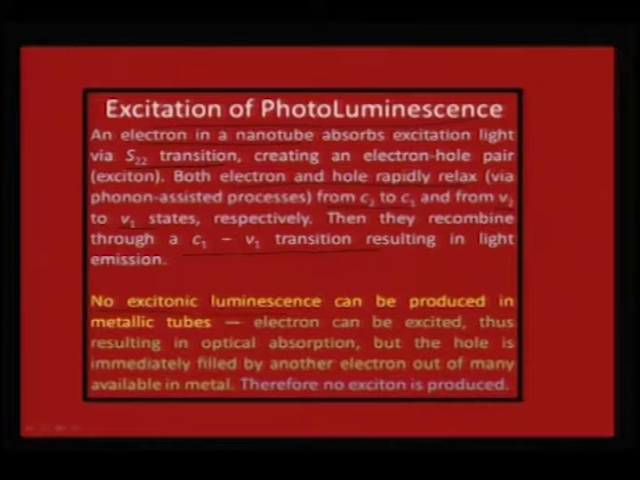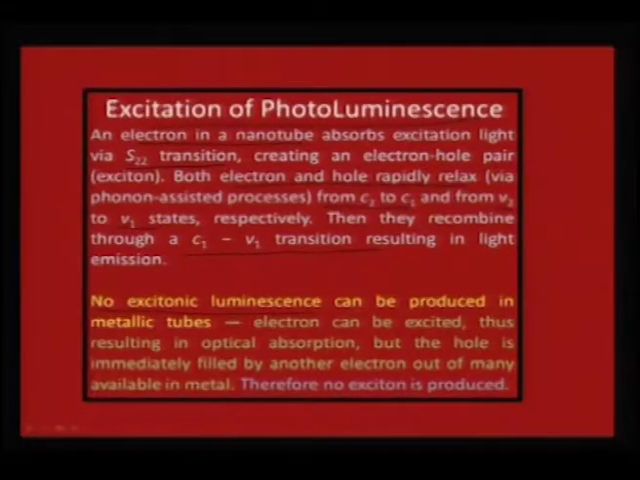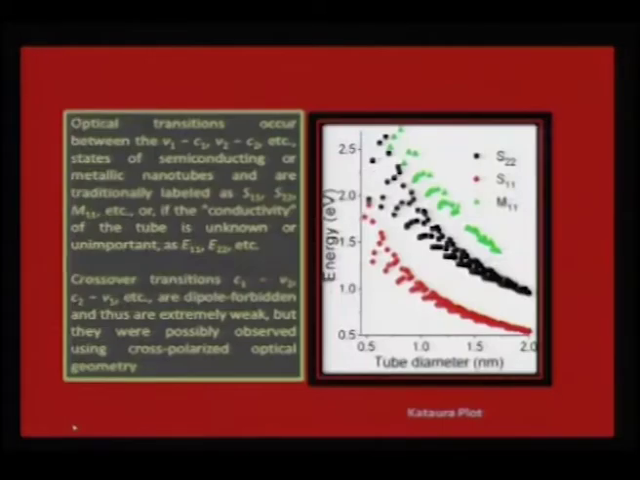And one thing that we need to understand here is that the photoluminescence is not due to excitonic emission. This is quite different from the other PL situations, where PL emission usually is an excitonic effect, but carbon nanotube photoluminescence is not an excitonic luminescence. This is because in metallic tubes the electron can be excited, thus resulting in optical absorption, but the hole is immediately filled by another electron because the electrons keep coming, and therefore no exciton is produced which is responsible for photoluminescence. This is another thing that we should bear in mind.